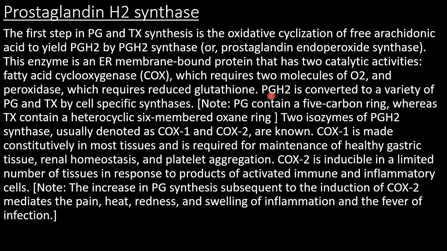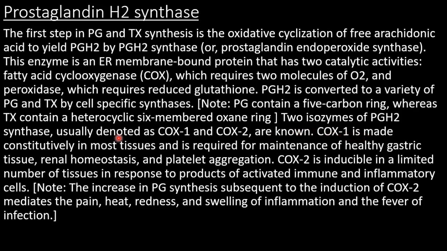Now, prostaglandin H2 is converted to a variety of prostaglandins and thromboxane by cell-specific synthases. Now, prostaglandin, as I had told you, has a 5-carbon ring, I had showed you, whereas thromboxane has a heterocyclic 6-membered oxane ring. I had showed you that. Now, 2 isozymes of prostaglandin H2 synthase, usually denoted as COX-1, cyclooxygenase 1, and cyclooxygenase 2 are known.